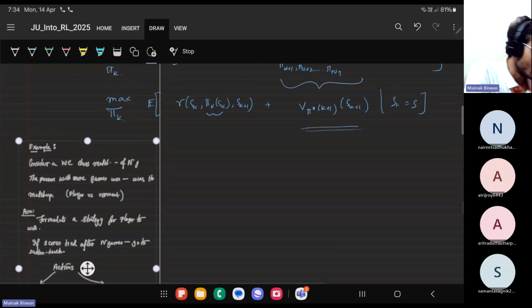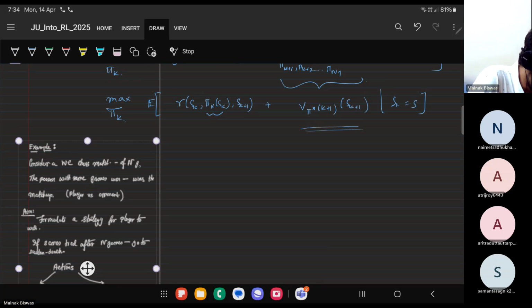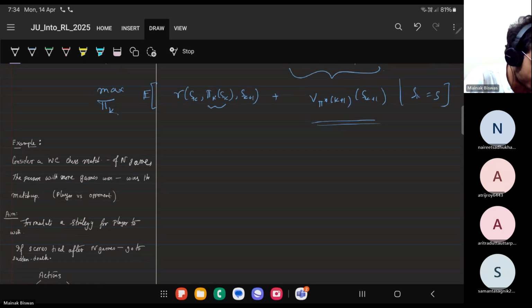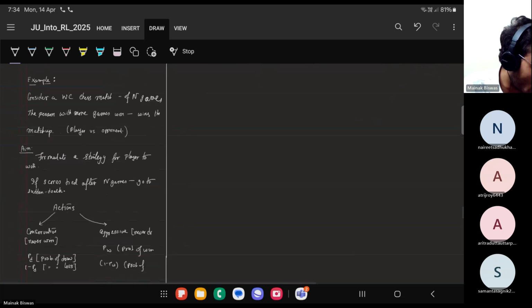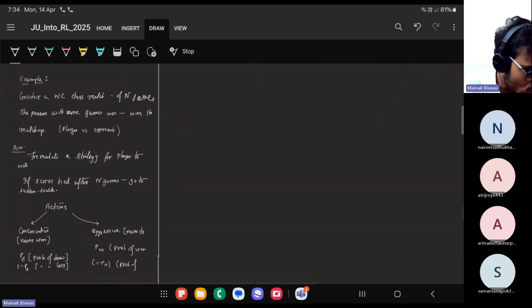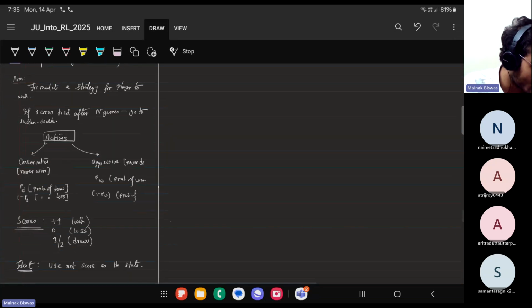So the question here is, say we are playing, as I was saying, a world championship of chess. With n games, the person with more wins wins the matchup. Formulate a strategy for the person to win. If the scores are tied after n games, it goes to sudden death. The actions that the players can choose are playing a conservative approach or playing an aggressive approach. If you play the conservative approach, you never lose or never win, and you can assume probability of draw is greater than probability of win.